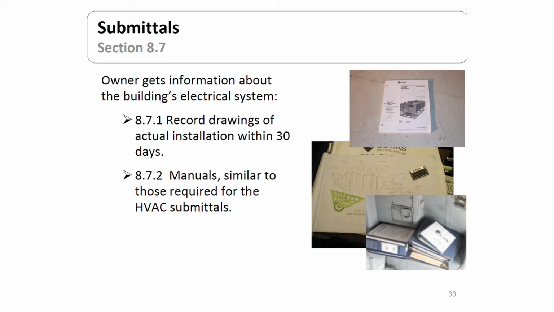This has a submittal requirement also. The owner gets the information about the building's electrical system. Rather than within 90 days of completion, this one's within 30 days. And the manuals that are to be provided are very similar to those required for the HVAC submittals. And that would conclude Section 8.